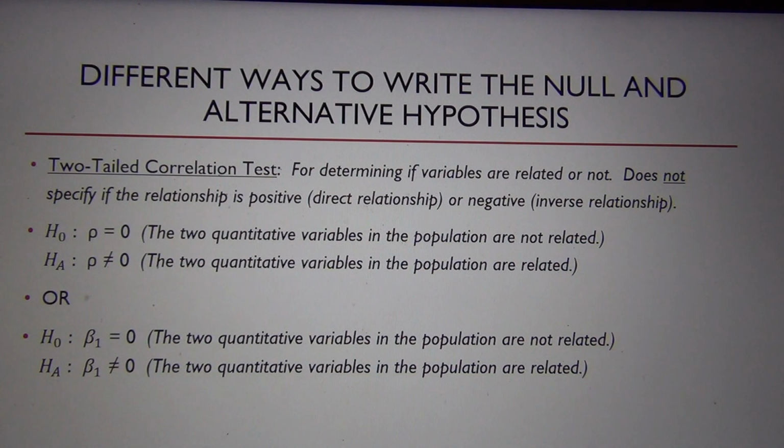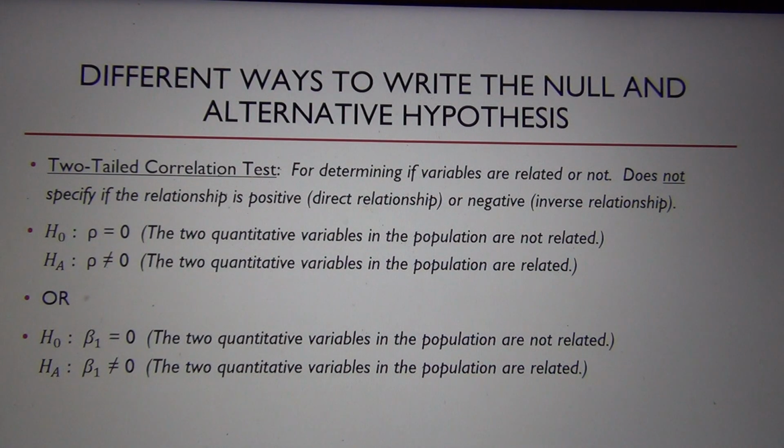So let's start with the first one, the two-tailed correlation test. Again, this is usually determined to see if there is some relationship or not. So is there a relationship between the two quantitative variables? There's two ways of writing it. You could write rho equals 0. Remember, that's the population correlation coefficient. And that would indicate not related. If rho was not 0, if the population correlation coefficient was closer to 1 or negative 1, then the two quantitative variables would be related.